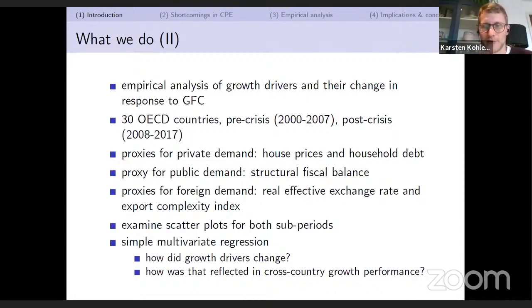And I want to be upfront about this. Our empirical approach is relatively simple. We just look at scatter plots between GNI growth and those putative growth drivers for both subperiods. The advantage of those scatter plots is that we can look at whether there have been changes between the two periods. And since it's a scatter plot, we can also see where the countries are in the space, and this is useful for comparative analysis. We also do a simple multivariate regression, but overall our empirical approach is deliberately simple.